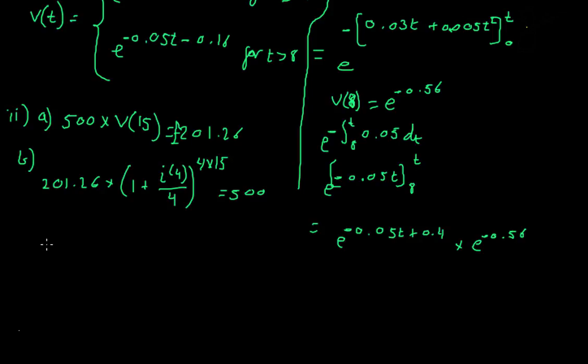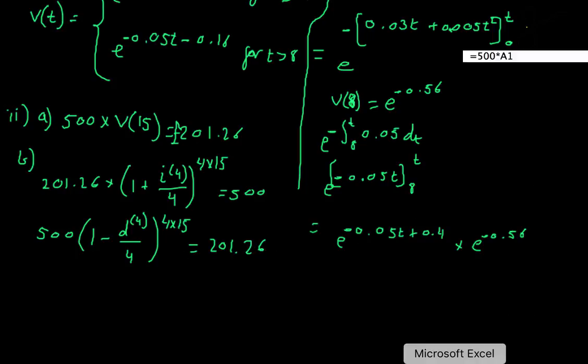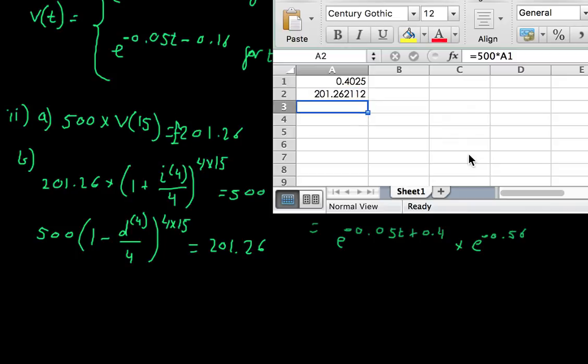How do we find it the other way with the rate of discount? Well, we're going to start off with £500, and then multiply it by 1 minus d to the 4 divided by 4, and that's the effective quarterly rate. Sorry, this is the effective one, and the annual one is raised to the power of 4 times 15, which will give us 201.26.